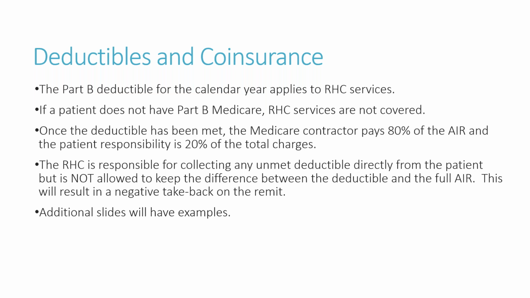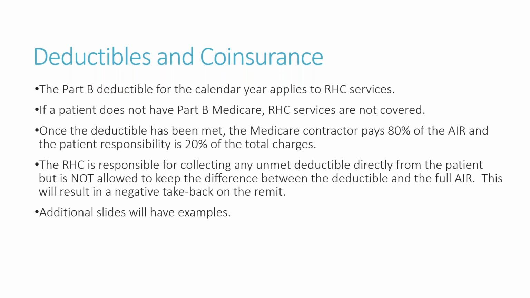As I said a minute ago, the Medicare contractor is going to pay 80% of the all-inclusive rate. And then the patient is responsible for, now get this, 20% of the total charges. So if you're in a fee-for-service arrangement, it's usually 20% of an allowable. In a rural health clinic, the patient responsibility, the coinsurance amount, is 20% of the total charges. So charges really matter. We're going to see that as we go through a few examples.